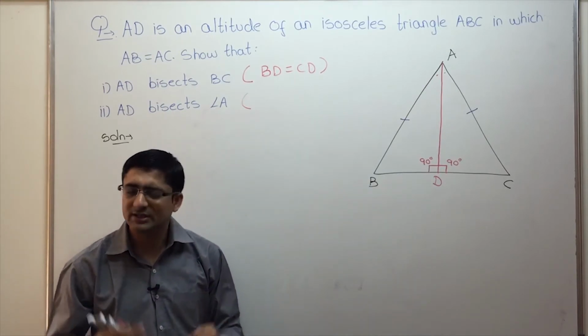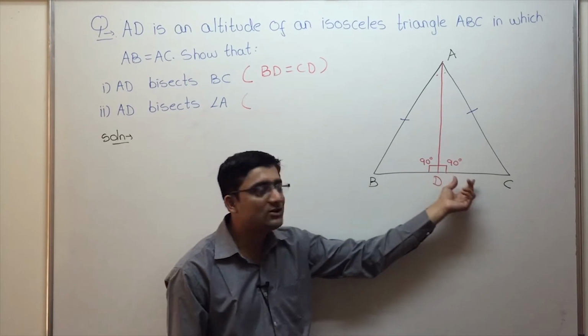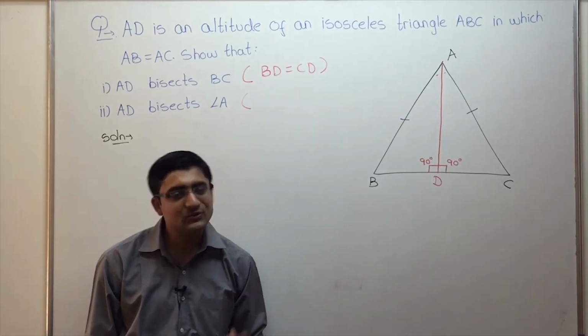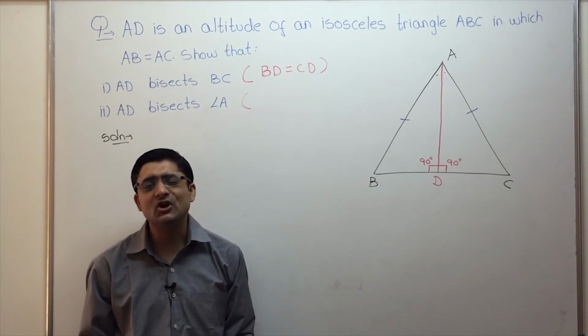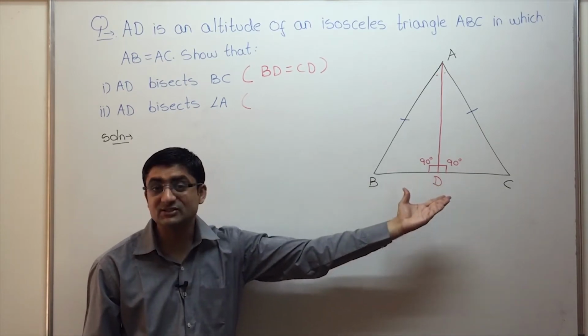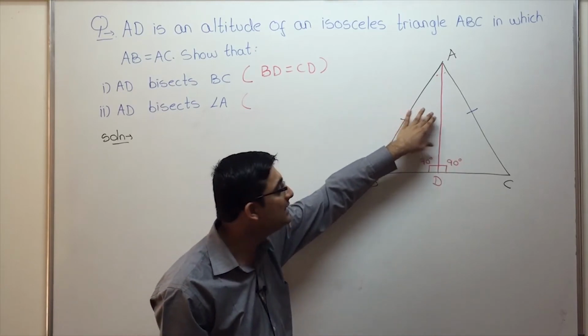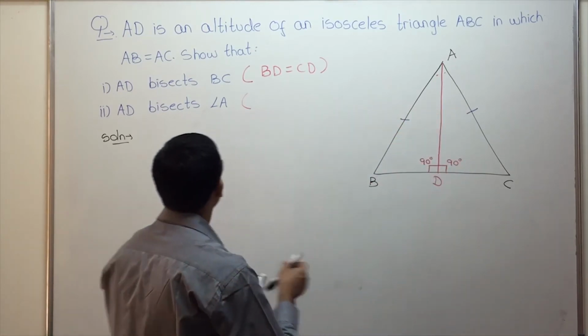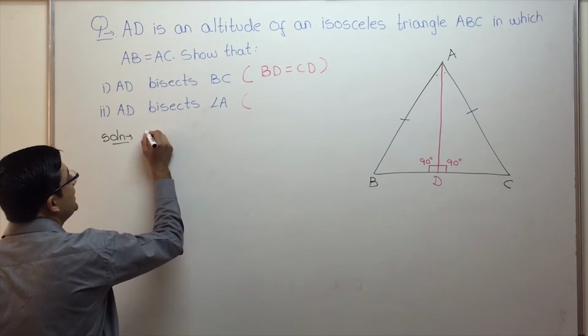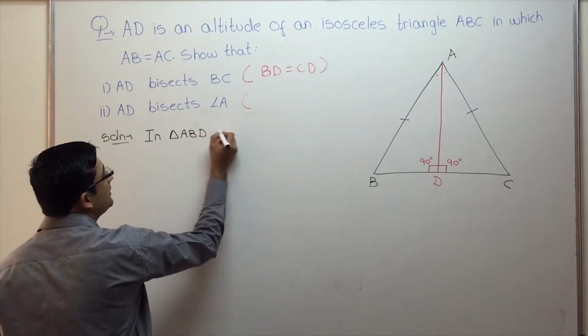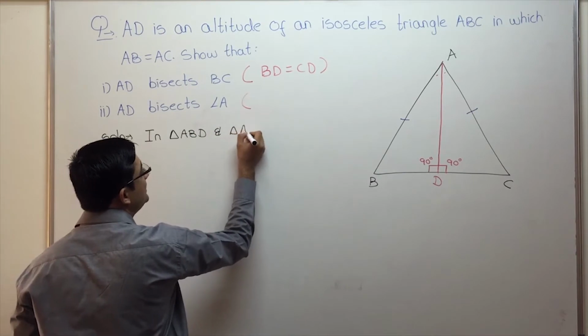Now how do we show it? See, whenever you want to show two sides to be equal or two angles to be equal, what do we do? Choose two triangles which have these parts, show them to be congruent. By CPCT, we'll get this. So which are the two triangles? Triangle ABD and triangle ACD. So let me take these two triangles. So we have in triangle ABD and triangle ACD.